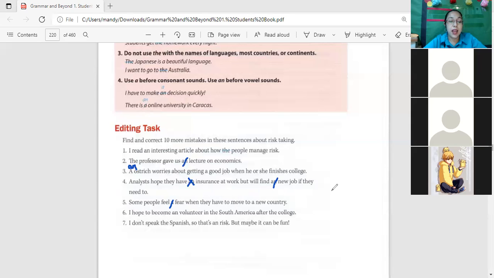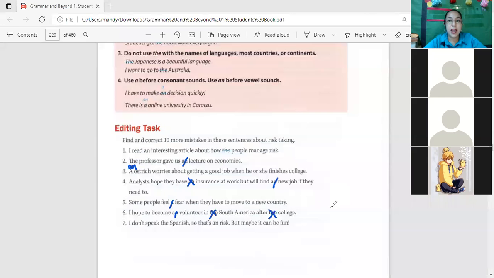Okay, next one. I hope to become a volunteer in the South America after the college. A volunteer. Okay, a volunteer, yes. Is that the only mistake? In South America. Okay, in South America, so we cross out this one. Okay, after the college, that's okay? After college. After college, yes, okay. We don't use the article in that part.